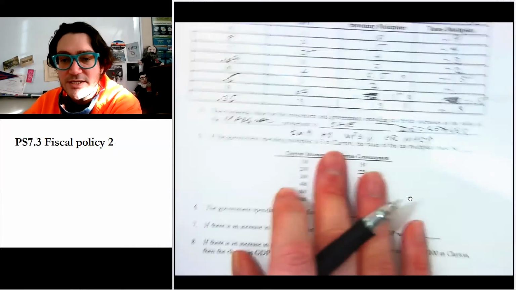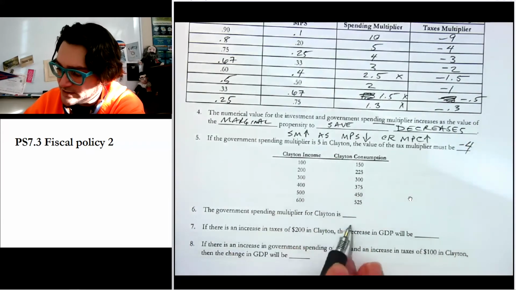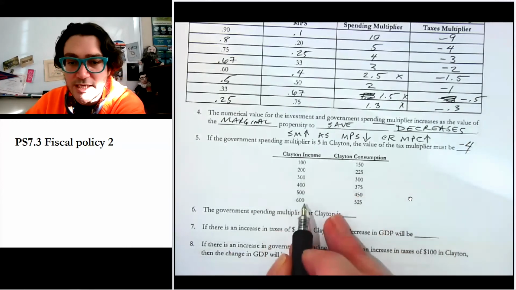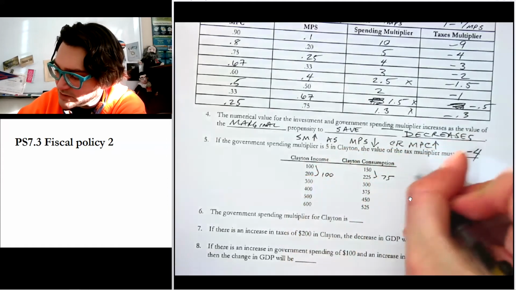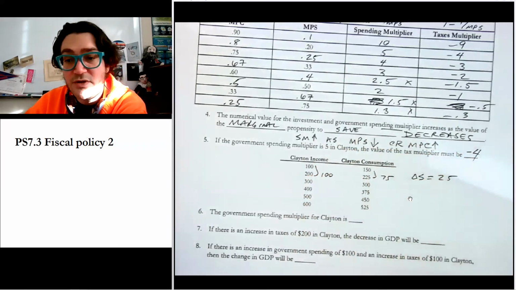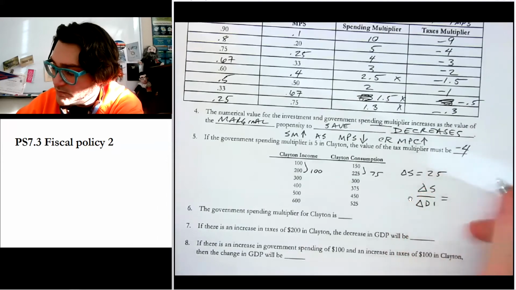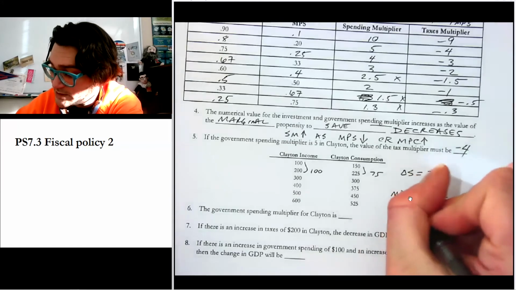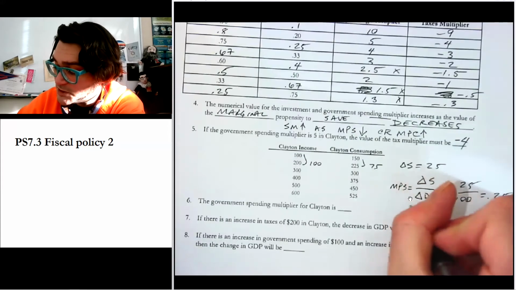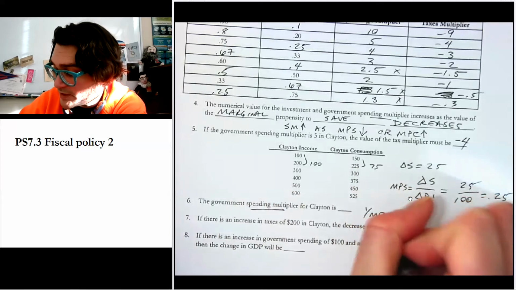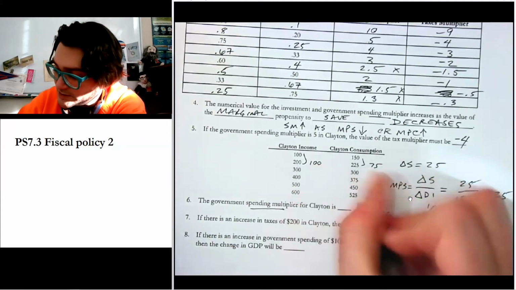The government spending multiplier is 5 in Clayton. The tax multiplier is negative 4. And then we get another data table here, the spending multiplier for Clayton. We're given total consumption and total income on this one. So we can look at it and say change in income is 100, change in consumption is 75. So the change in saving is equal to 25. And change in saving divided by change in disposable income is our MPS, right? So 25 over 100 is 0.25. And we know the spending multiplier is 1 over MPS. So 1 over 0.25 equals 4, all right? And so we'd say 4.